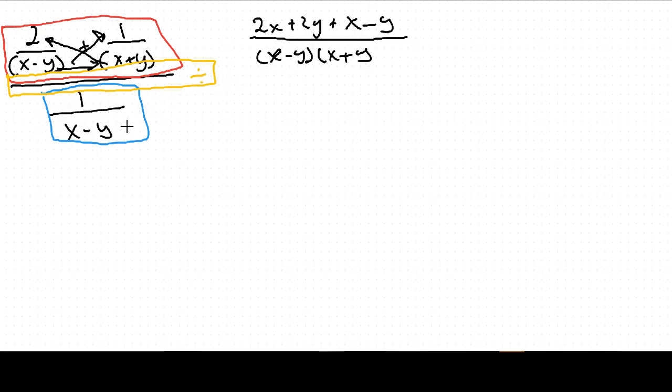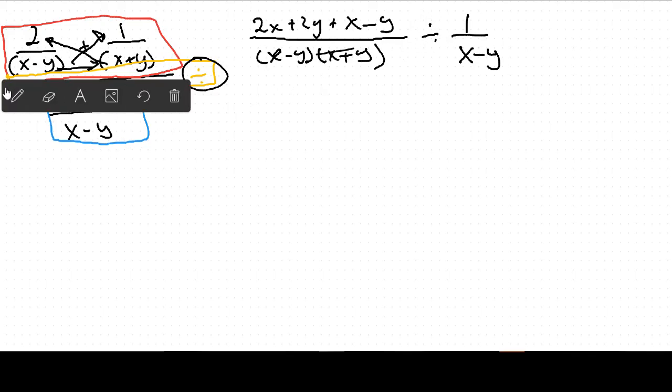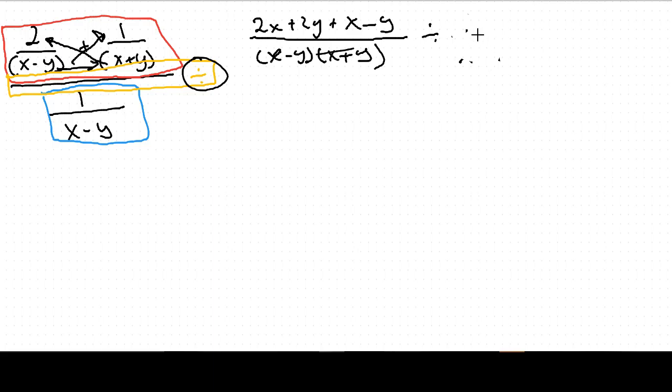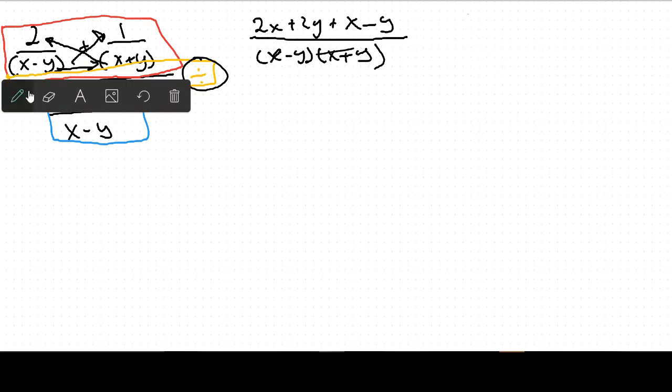I don't have to do anything to the bottom, so I'm just going to immediately write it over to the side. That becomes the division mark. And then I'm going to write that fraction right next to it. What's the divided by symbol telling me to do? Flip the fraction. So I'm going to erase the symbol too, and I'm going to make it times.